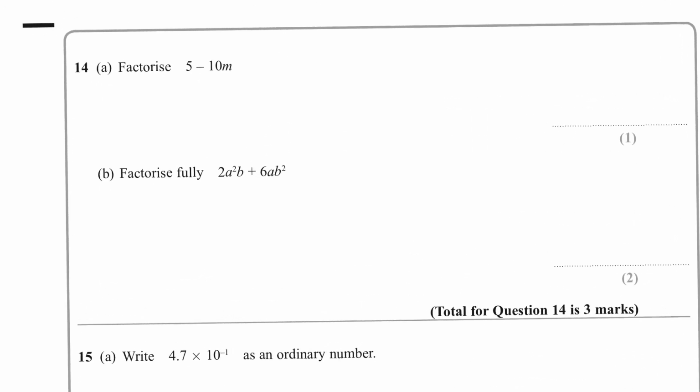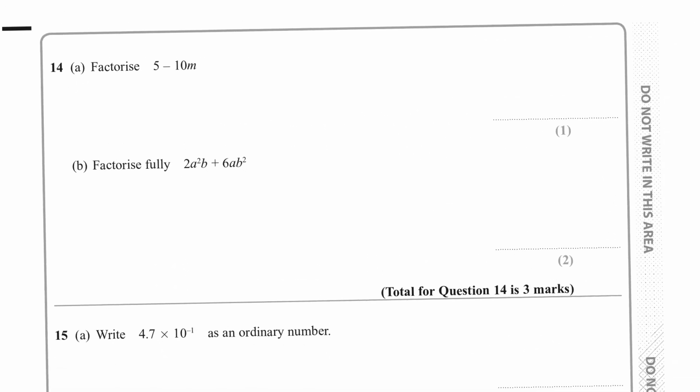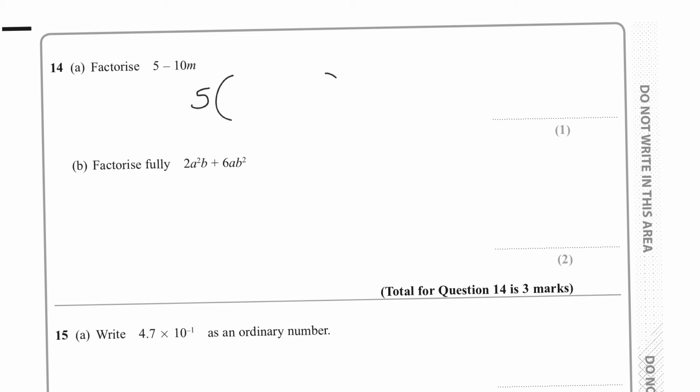Okay, factorizing, which I have a video in the link above of factorizing and expanding. So it says factorize 5 minus 10m. So remember, factorizing for single brackets, you want to find the common factor. So the common factor between 5 and 10 is 5. So 5 would be on the outside of the bracket. Then we want to divide everything by 5. So 5 divided by 5 is 1. And then minus 10 divided by 5 is minus 2. And then m would just be there. And that's the final answer.